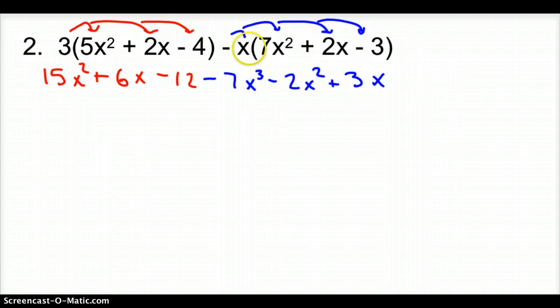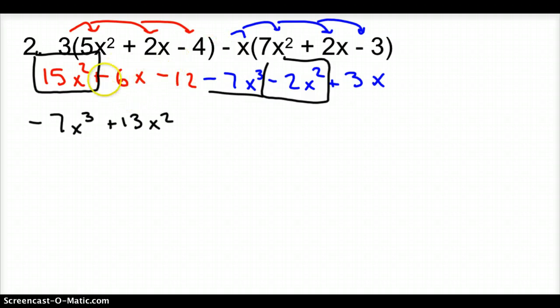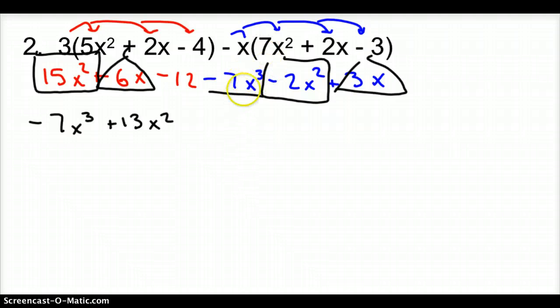Now let's go ahead and combine all like terms. Well, I have that to start off with. There's no other cube, so it's negative 7x cubed. Then I have a 15x squared and a negative 2x squared, so when I combine them, they turn into a plus 13x squared. Then I have, I'm going to put it in a triangle here, a positive 6x, and I have a positive 3x to give us a positive 9x, and then finally minus 12. We can simplify no more, so that's the answer for number 2.